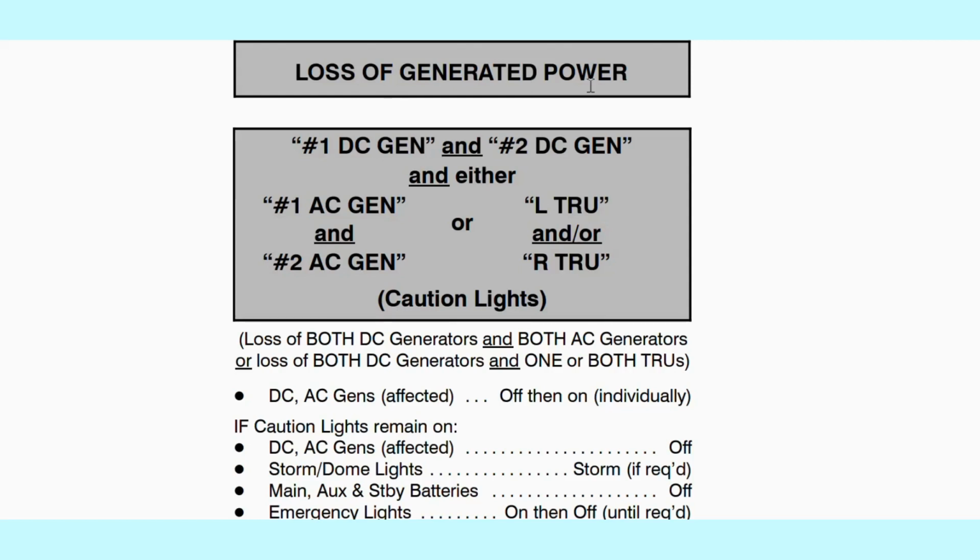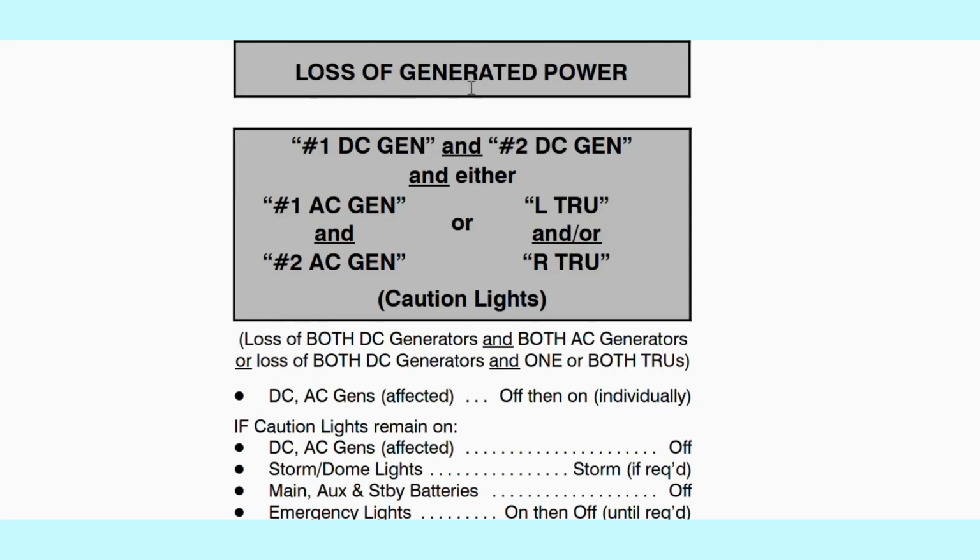This is a serious one. So number 1 DC gen and number 2 DC gen, and either number 1 AC gen and number 2 AC gen, or the left TRU and/or the right TRU. You can see how much emphasis I'm putting on some important words. You've got to be very careful on what you're looking for here. So here it does say you will lose both DC generators and both AC generators, or you will lose both DC generators and one or both TRUs. So there are two scenarios here which lead to loss of generated power.